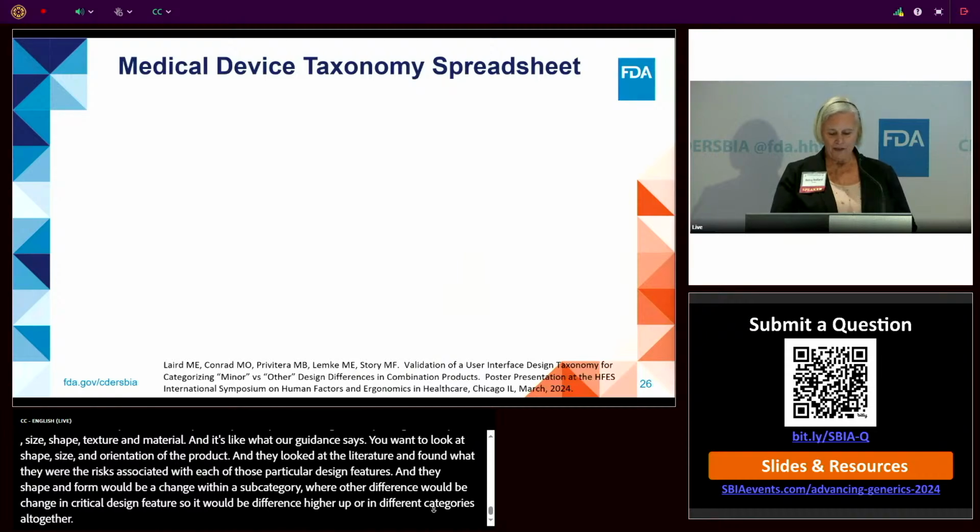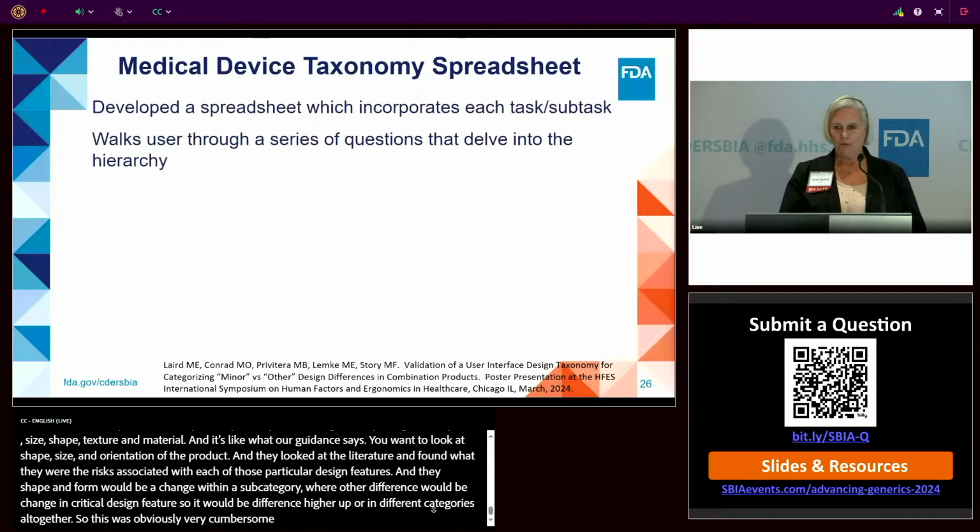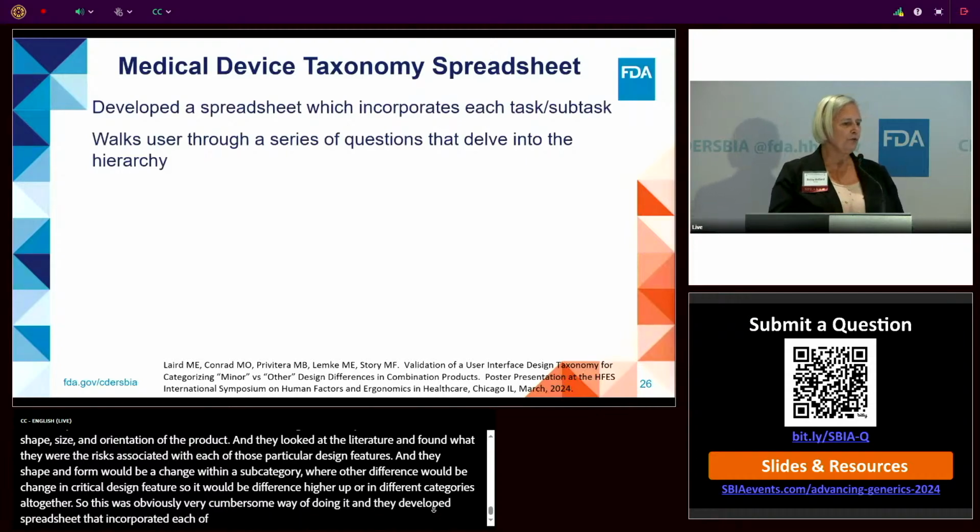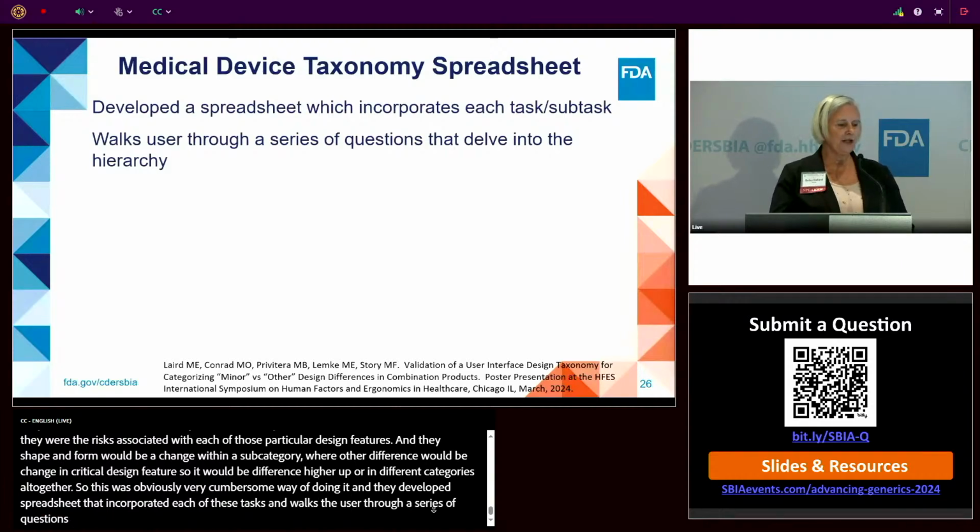So this was obviously a very cumbersome way of doing it, and they developed a spreadsheet that incorporated each of these tasks and walks the user through a series of questions that delve further into the hierarchy and allow you to classify it.